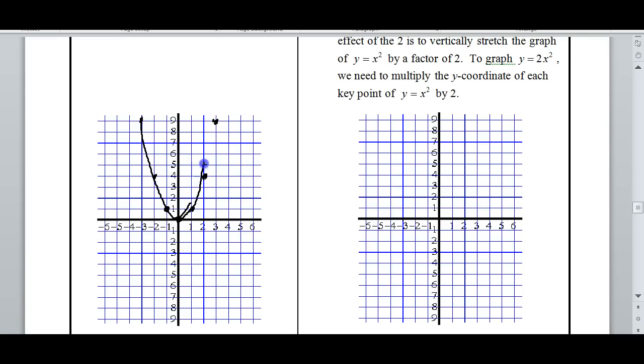I'm going to try and sketch, putting arrows on both ends. That's our starting y equals x squared. Next thing we're going to do is stretch this vertically by a factor of 2. So everything is going to be twice as high as it was. The vertex will stay at 0, 0.